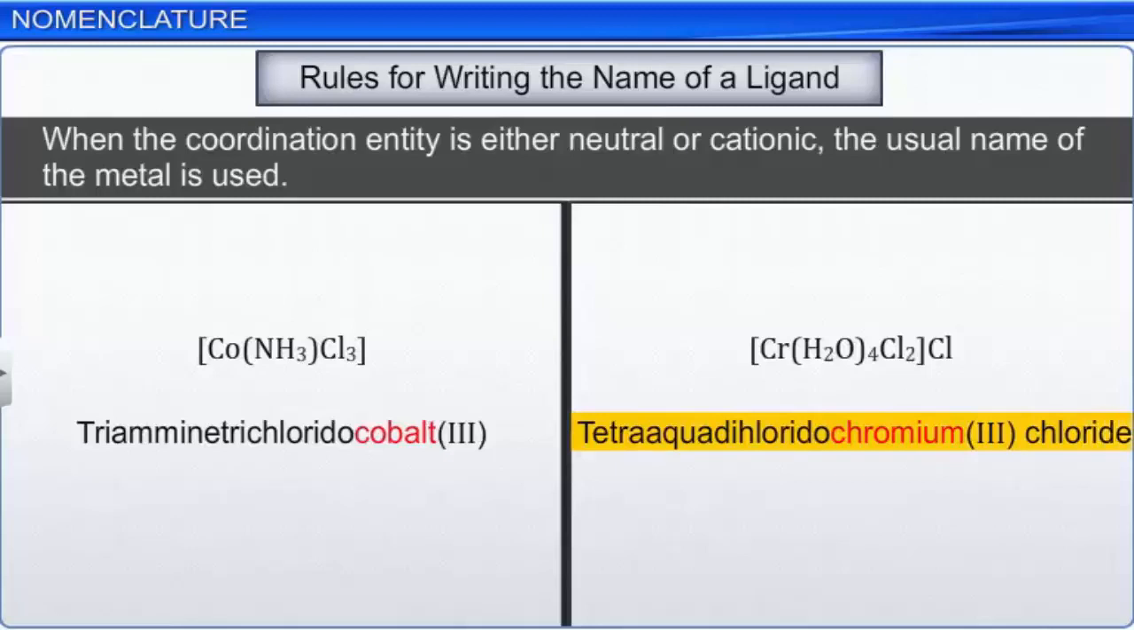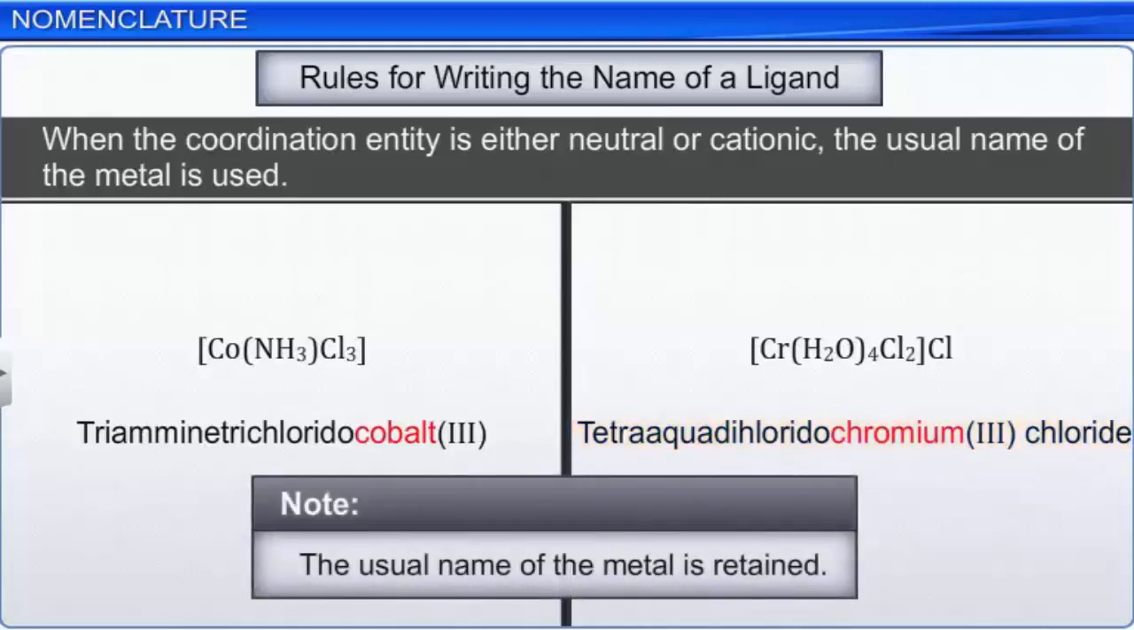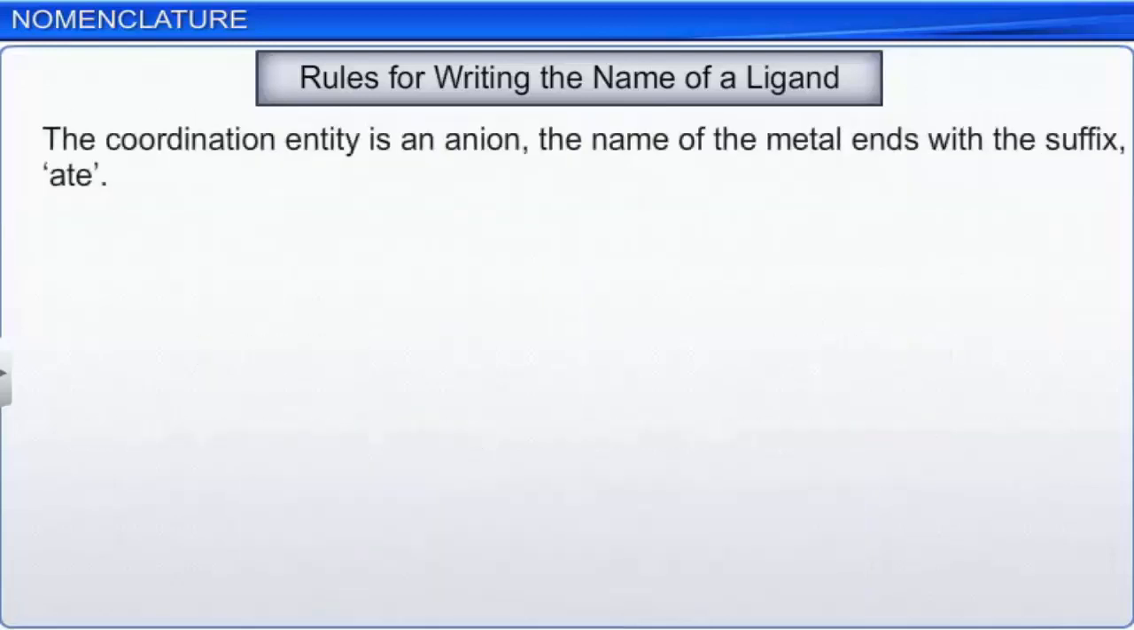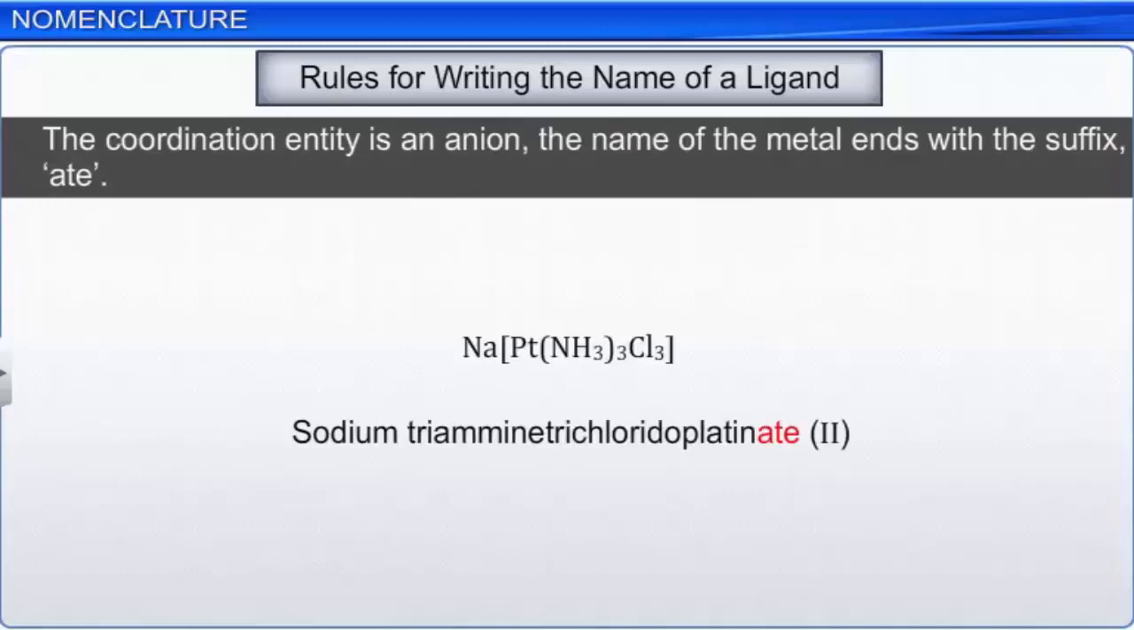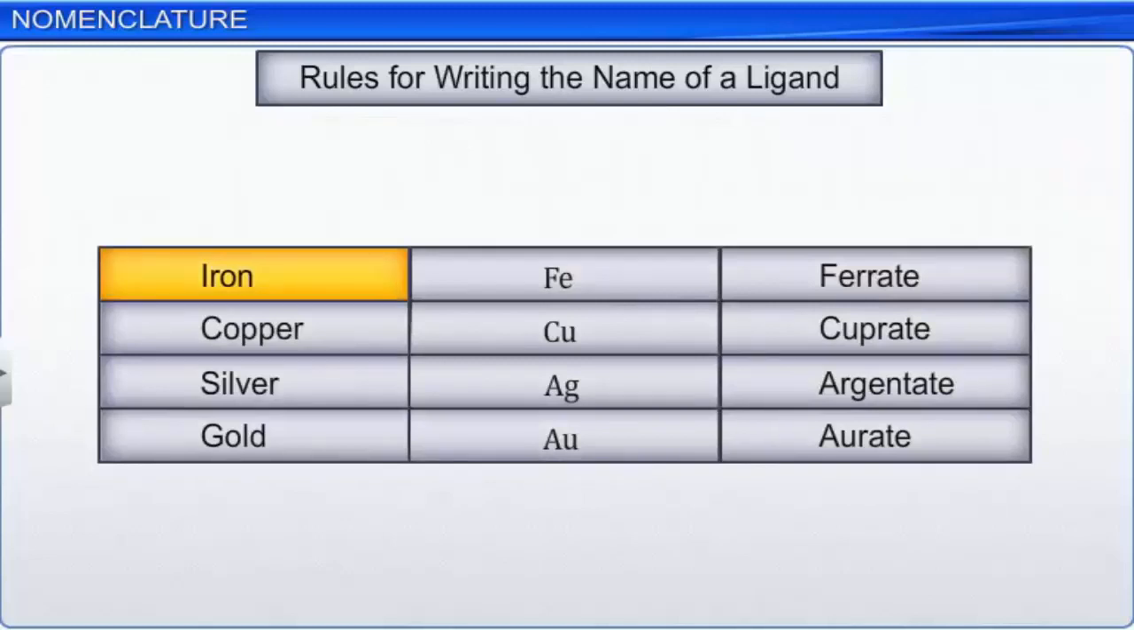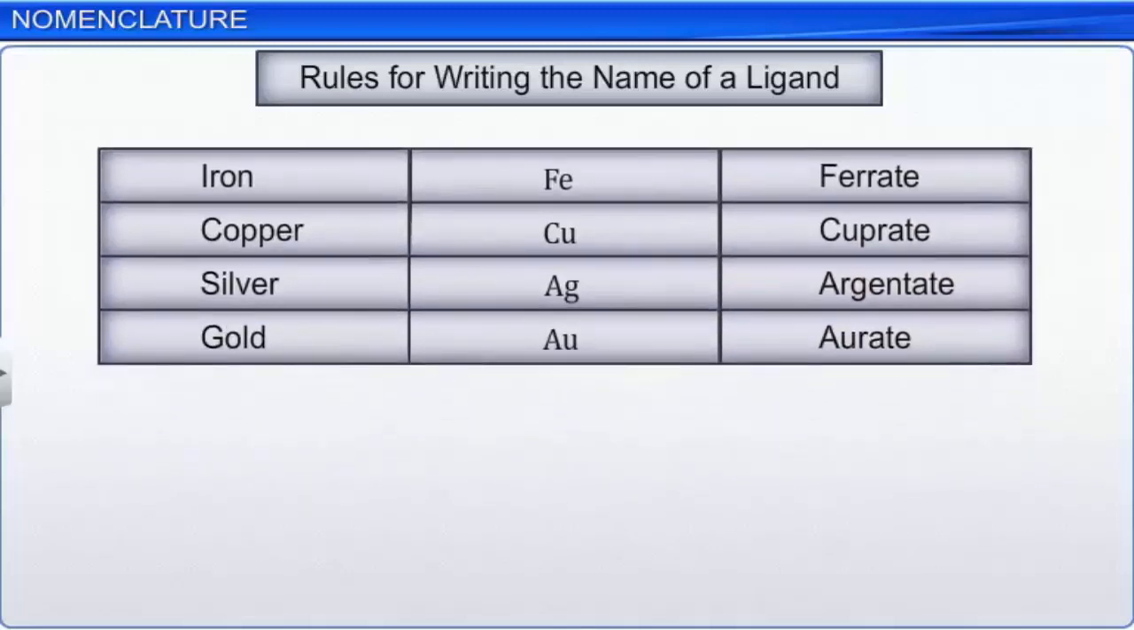However, when the coordination entity is an anion, the name of the metal ends with the suffix -ate. For example, the anionic complex Na[Pt(NH3)3Cl3] is named as sodium triamminetrichloridoplatinate(II). For some metals such as iron, copper, silver and gold, their Latin names ferrate, cuprate, argentate and aurate are used. For example, the complex K2[CuCl4] is named potassium tetrachloridocuprate(II). Similarly, the complex Na[Ag(CN)2] is named sodium dicyanoargentate(I).